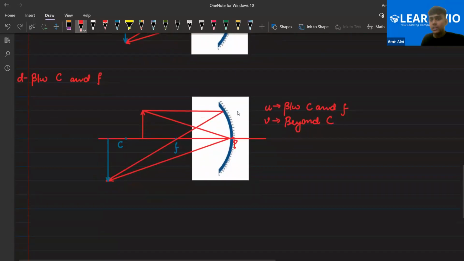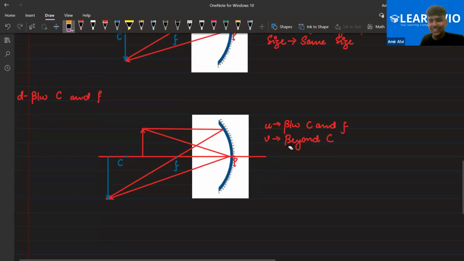Okay. So next would be the object beyond C. And the nature of the image. Could you please tell me the nature of the image, everyone?